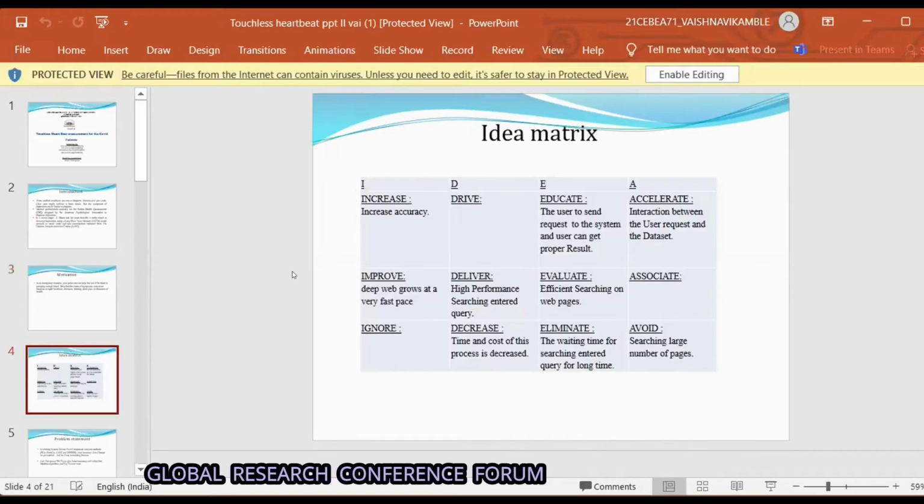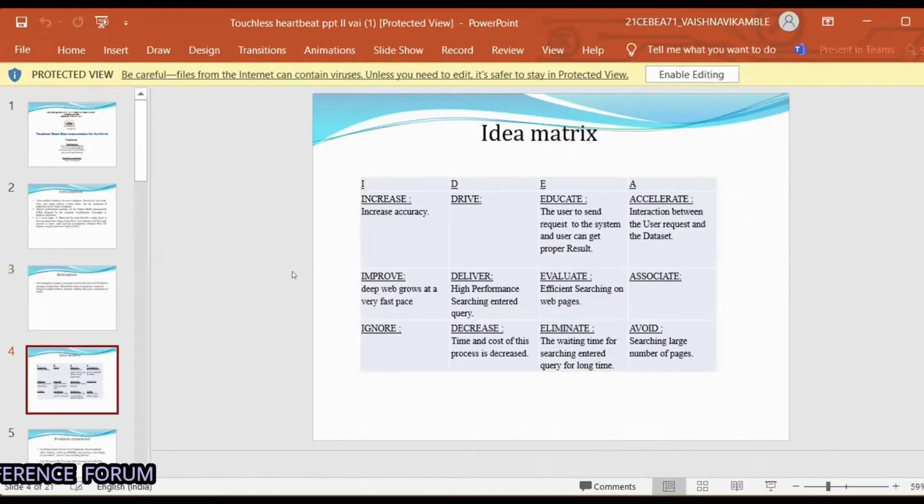These are the idea matrix. These are the proposed system.